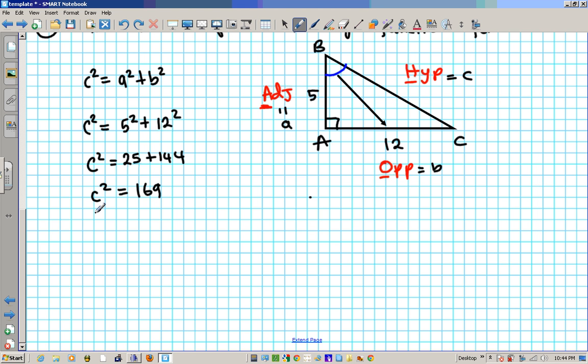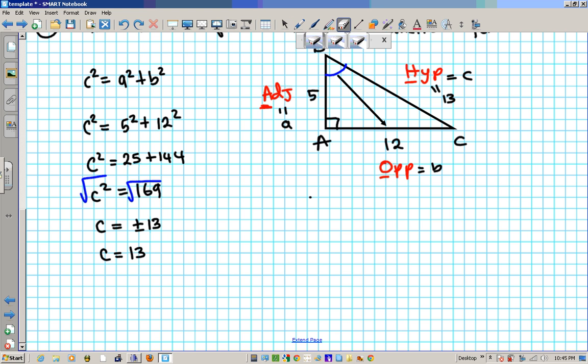So to get C by itself, you take the square root of both sides, you root this and root that. And then you're going to have C equals plus or minus 13. But since it's the side length, the negative is extraneous, so C is basically 13. Okay? So the hypotenuse in this problem is 13.